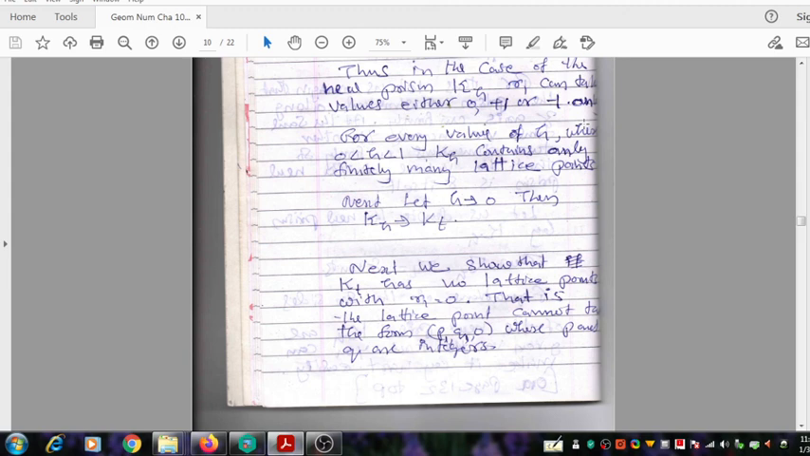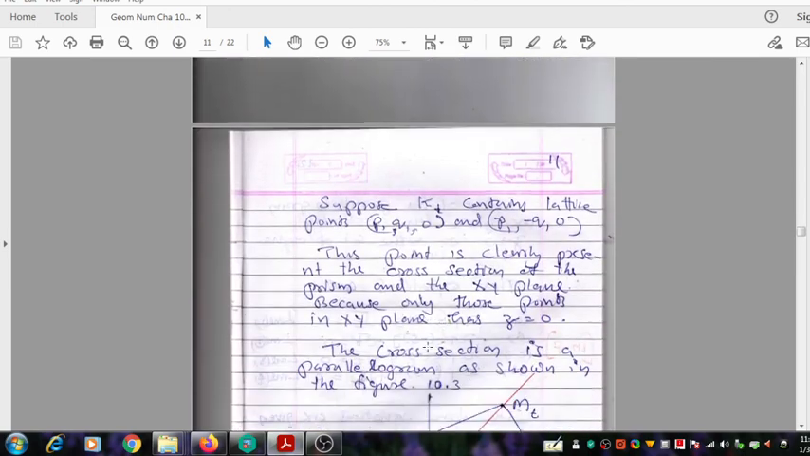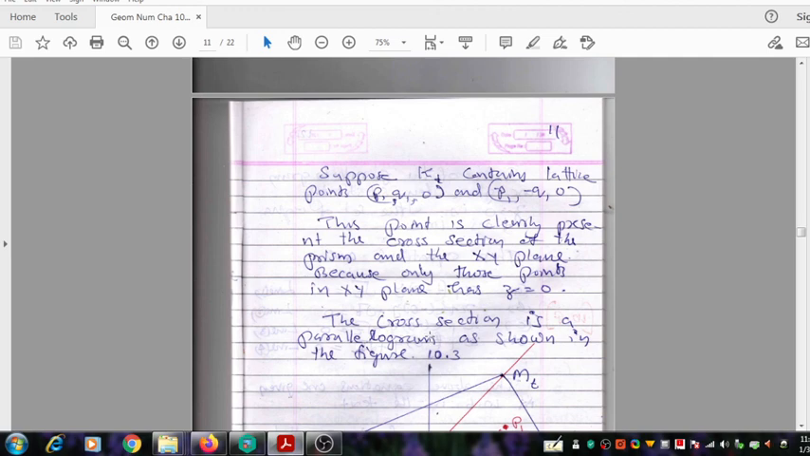Or inside the prism, this kind of lattice point is not present: P1, Q1, 0, this lattice point is not there, where P1 and Q1 are integers. See, okay, there is a correction: P1 and Q1 are integers. But for the time being, suppose that KT contains a lattice point, then we will get some contradiction.